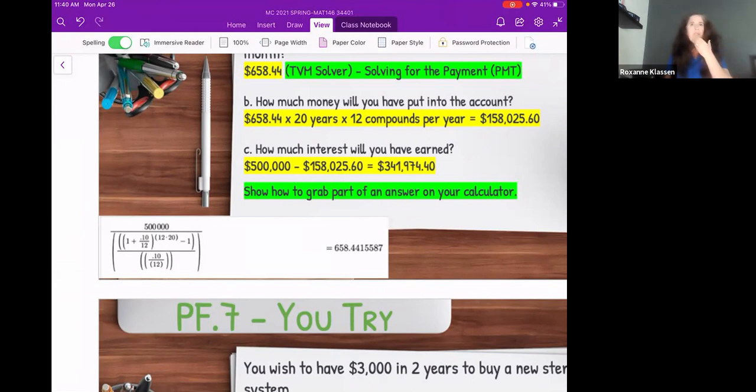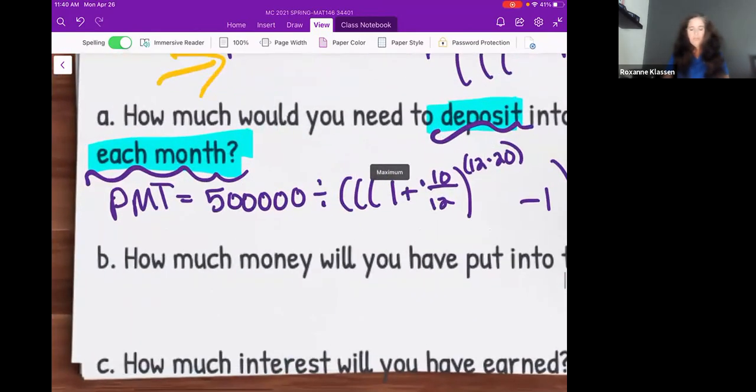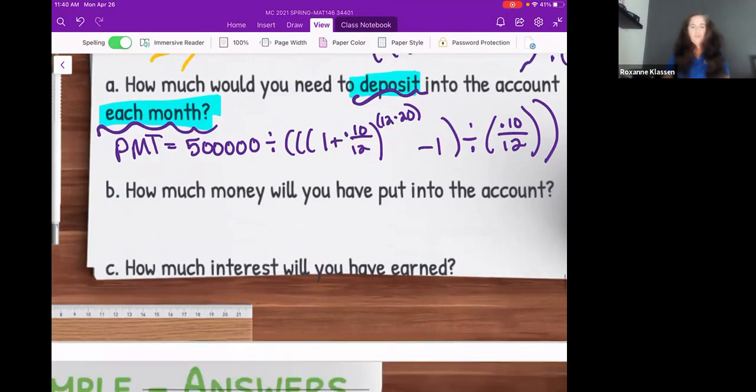When I put it in my TI-84, I put it in exactly like I had written it on that previous screen. Do you notice right here I have 3 parentheses starting right there? Parentheses, parentheses, parentheses. If I don't put it in like that, I get the wrong answer. So make sure you're careful.